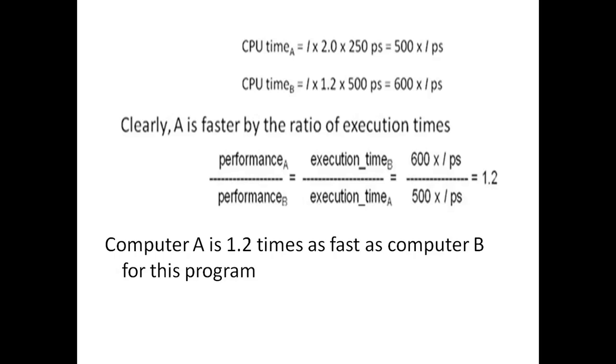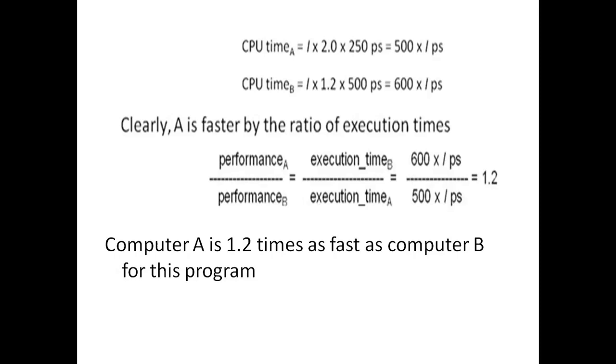That is, the number of instructions for a program times clock cycles per instruction, equal to instruction count times clock cycles per instruction. So finally the equation is execution time equals instruction count times CPI divided by clock rate. This is the final equation for CPU execution time.